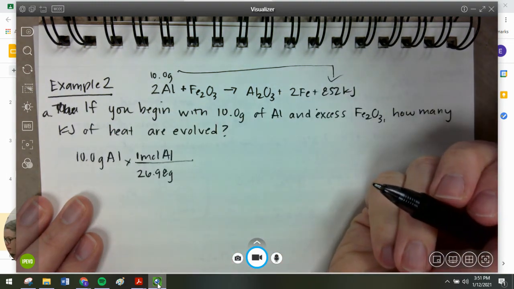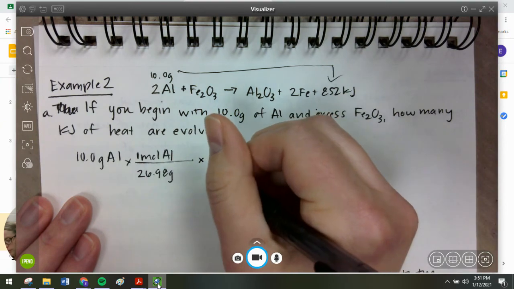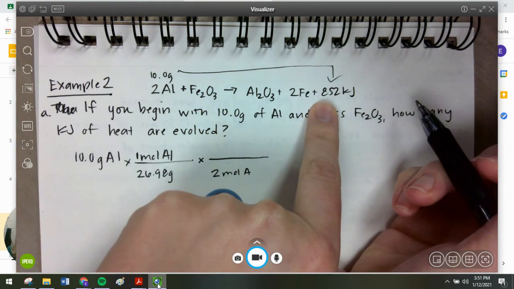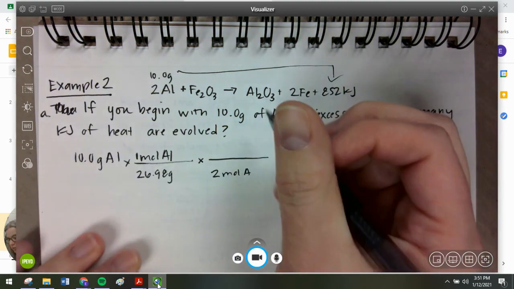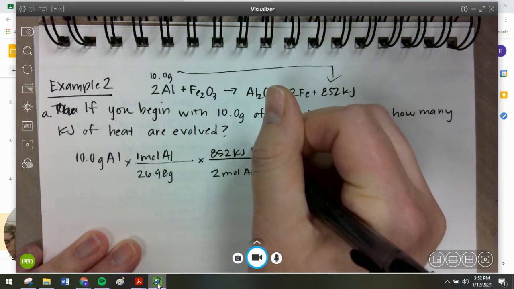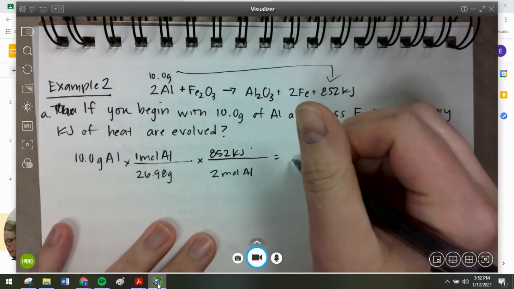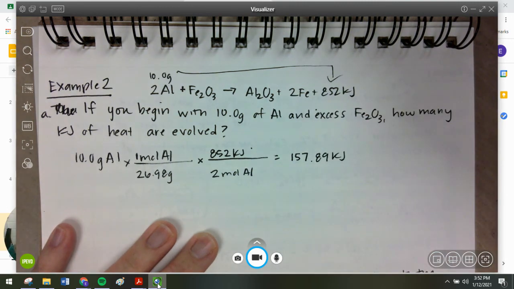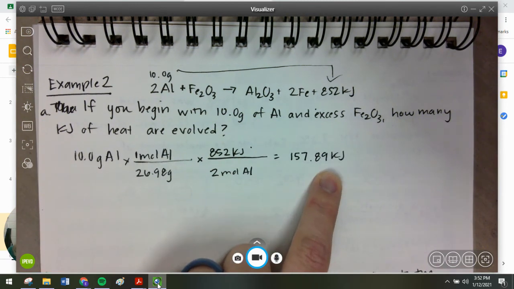And then because I am doing a stoichiometry problem, I need to pay attention to the coefficients here when I come to my mole ratio. So it's going to be 2 moles of aluminum. And then the 2 moles of aluminum are for 852 kilojoules. If I would multiply all these coefficients by 2, that enthalpy value is going to get multiplied by 2 as well. So it's dependent on the coefficients. Okay. So this is going to get me my energy that I need. And if I put that into my calculator, I'm going to make 157.89 kilojoules. Okay, so 10 divided by 26.98 times 852 divided by 2 gives me 157.89 kilojoules.